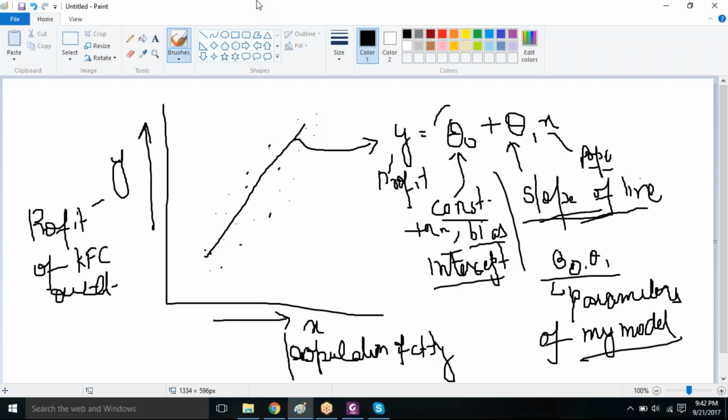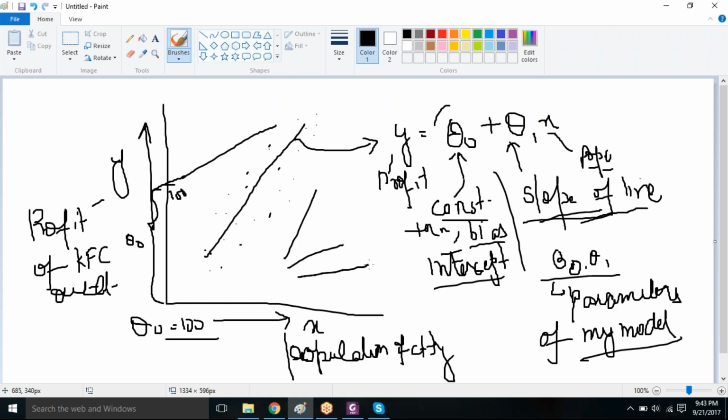If I go a little bit deeper, what is this theta naught, this intercept? Suppose this is the line. Theta naught is basically the y intercept, this part. So suppose this value is say minus 100. Then your theta naught will be minus 100. And theta 1 is basically the slope. How much tilted is our line, right? So line can be like this also, like this also, like this also. So from the same position, with this particular theta naught, I can make a line like this, like this, like this. So what is changing among these lines?